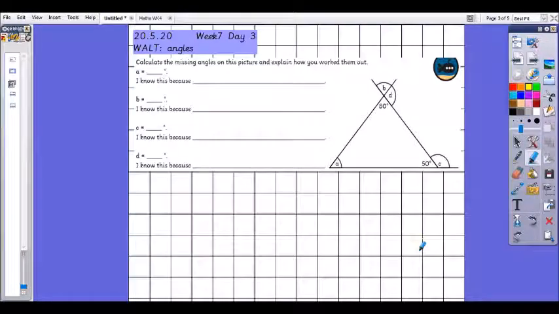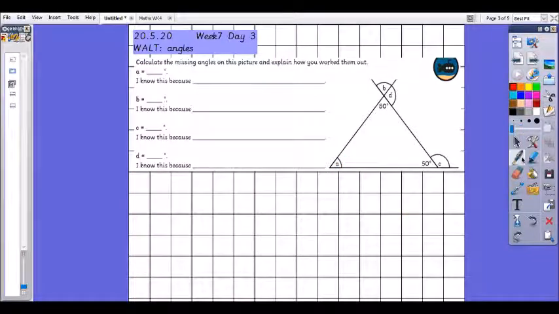This question gets a little bit trickier, that's why I've included it here. We're going to calculate the missing angles on this picture and explain how we work them out. If you are approaching this, you could take one look at it and think, oh my goodness, I don't know where to start. So we're going to take it bit by bit and see which parts we can work out first that will then help us work out the other missing angles. I'm going to start with A down here.